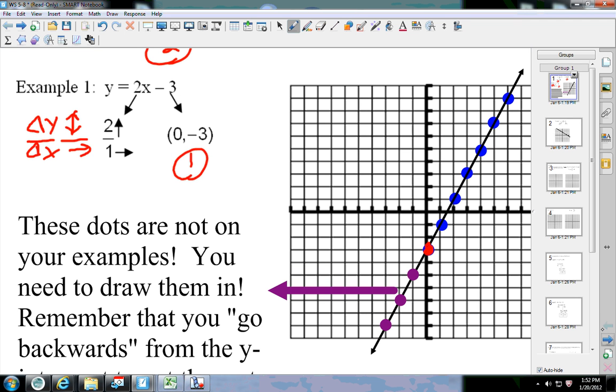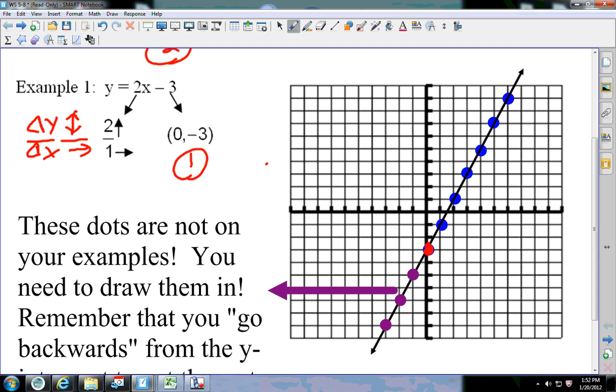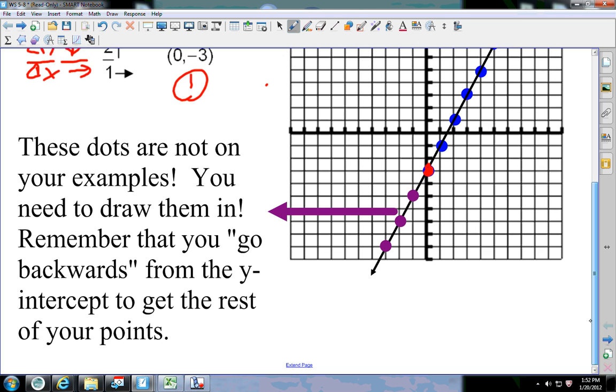So that's what this says. Whoops, let's see if I can move this down a little bit. Let's see here. There we go.